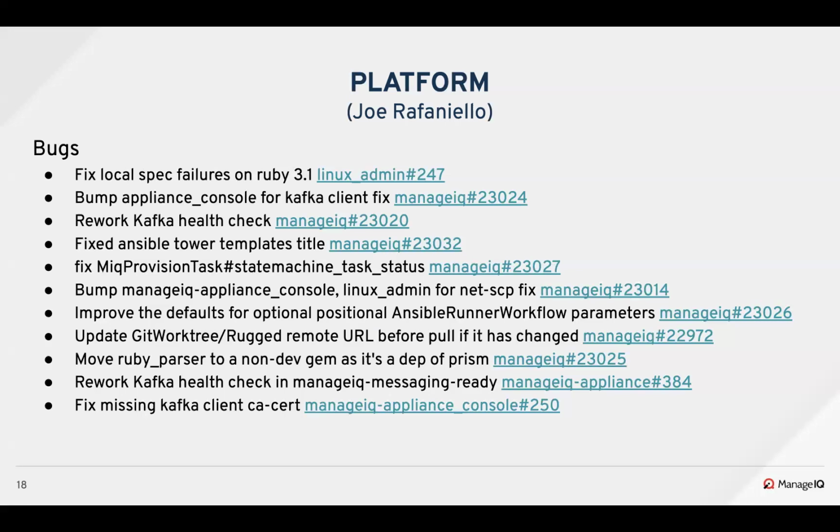Ruby parser was fixed to move as a non-development gem, as it's now a dependency of Prism itself. Again, Nasser worked on reworking the Kafka health check in ManageIQ messaging ready, which is the appliance half of the change. And there was a missing Kafka client CA cert that was fixed in the appliance console.